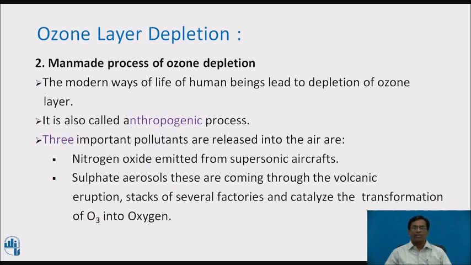Second, the man-made process of ozone depletion. The modern ways of life of human beings lead to depletion of the ozone layer. It is also called the anthropogenic process. Three important pollutants are released into the air: nitrogen oxide emitted from supersonic aircraft, and sulfate aerosols. These come through volcanic eruptions and stacks of several factories and catalyze the transformation of O3 into oxygen.